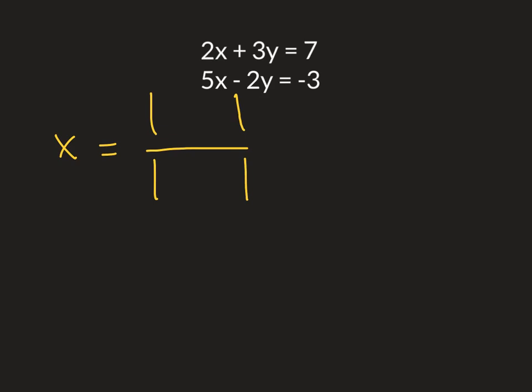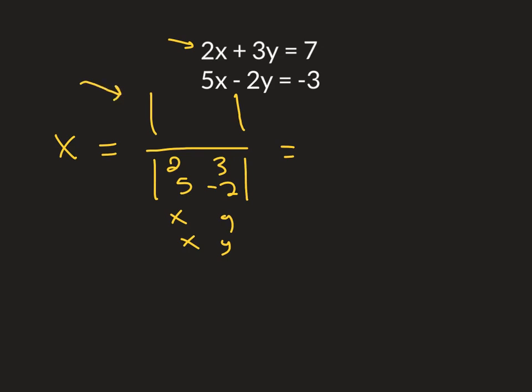Now, in your denominator, the order is always going to be the same. It's going to go x y, x y. When I say x y, x y, I mean the coefficients on the x and the y. So I'm going to put 2, 3, 5, negative 2. That is always your denominator. I mean always. All right, the numerator is where it gets a little crazy. Not very, but just a little bit.